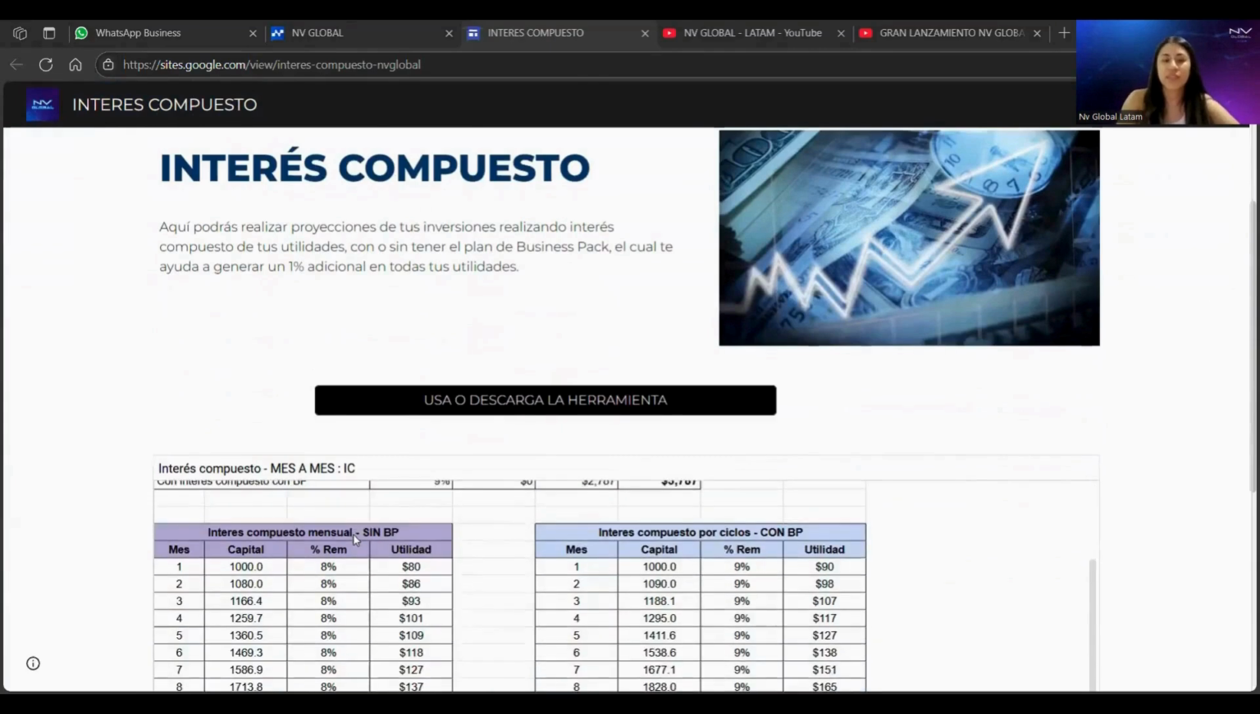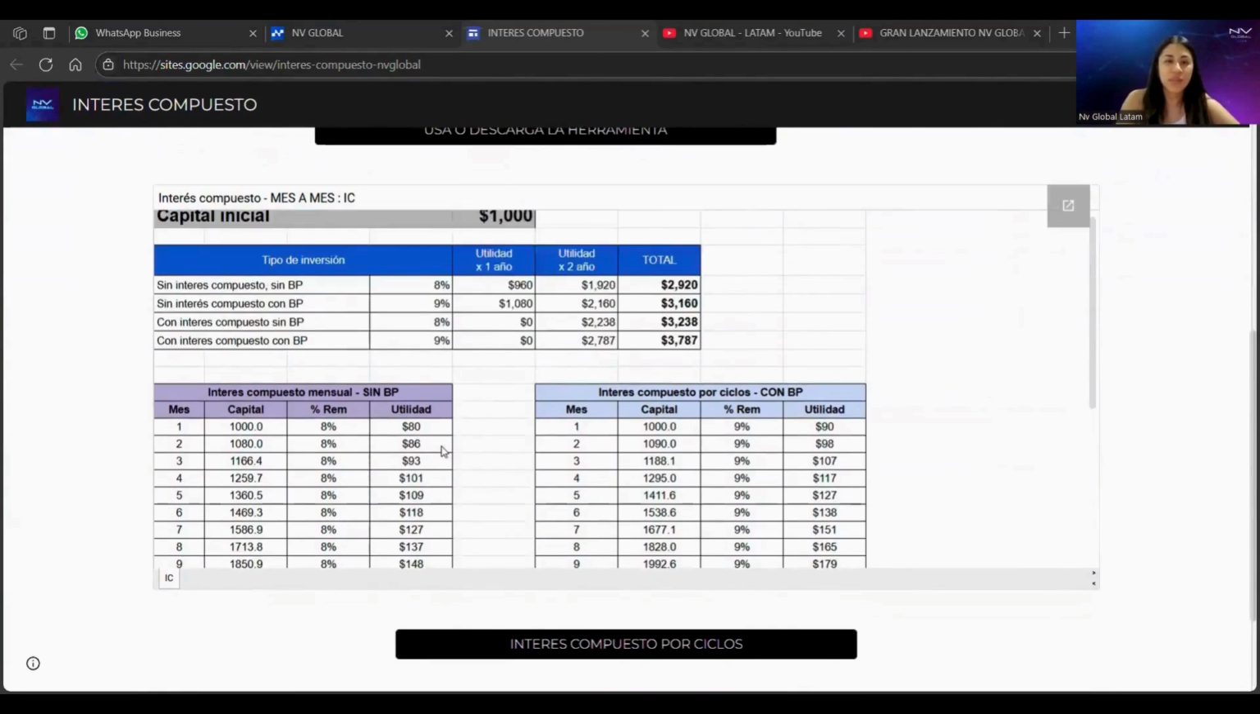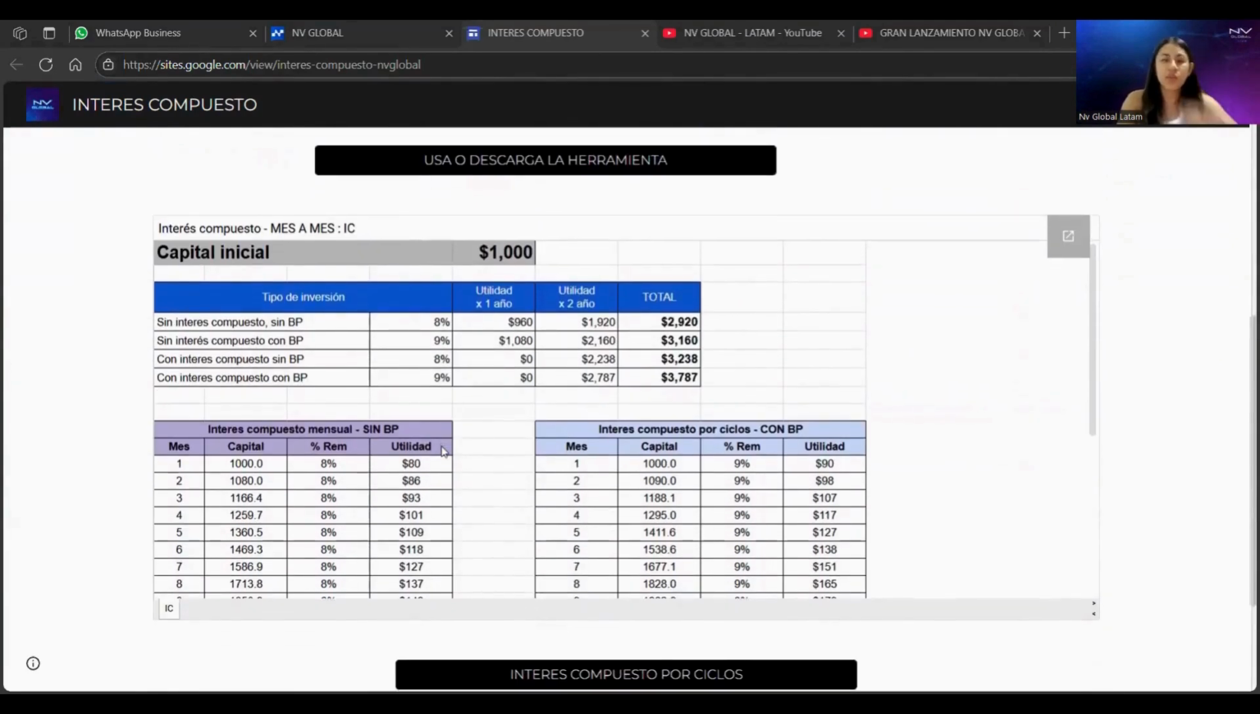Here on the page we've designed, we have an example with $1,000. What would happen if we invested $1,000 for 2 years in NV Global? How much would I earn in those 2 years if I invest without having a business pack? That is with an 8% monthly return, just the standard rate. How much do I make? In this case, it would be $960 for 1 year and $1,920 for 2 years without compounding interest, without a business pack, nothing. Simply by putting the $1,000 into NV Global for 2 years, and that's it.